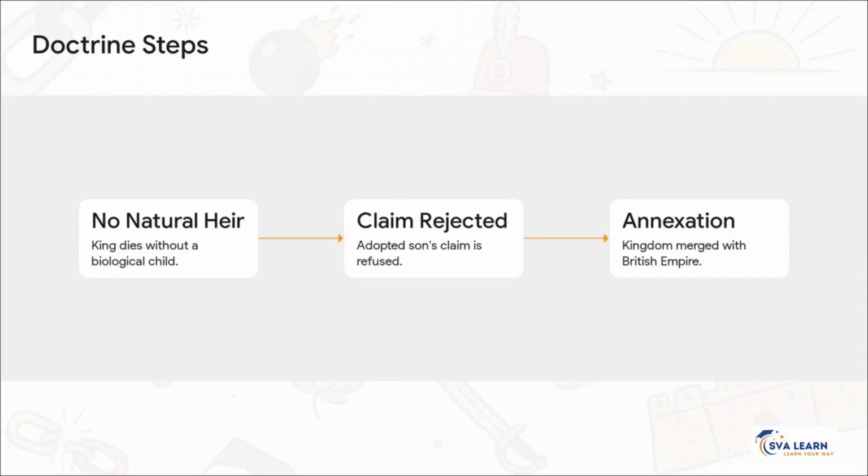Imagine we're drawing this out on a whiteboard, okay? Step 1, you draw a king, and if he dies without a biological son, boom. Step 2, you draw a giant red X over his adopted son. The British reject his claim entirely. Step 3, the British just drag that crown straight into their own empire. Because of this exact policy, massive princely states like Satara, Jhansi, and Udapur were completely stripped of their power. You can literally imagine how furious this made both the royals and the lakhs of soldiers who depended on them.